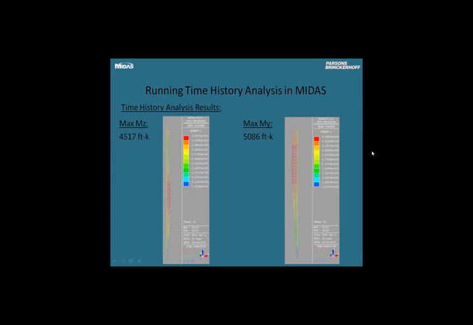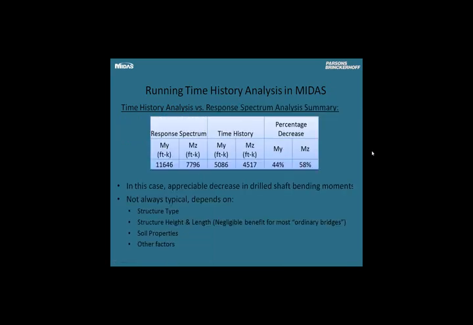So we perform our analysis, and this is our result. We end up with a max bending about the z-axis of 4,517 foot kips and max bending about the y of 5,086. So quite a large drop.